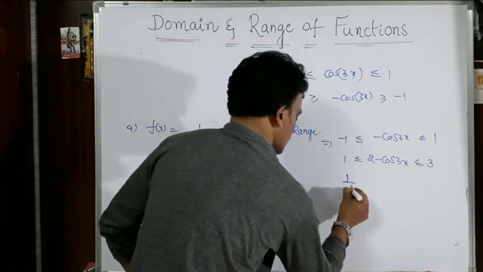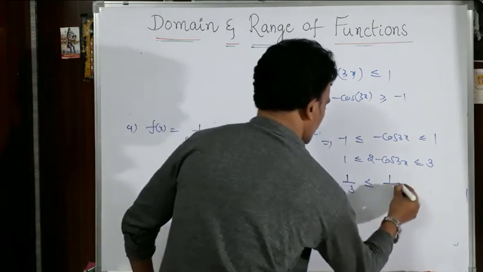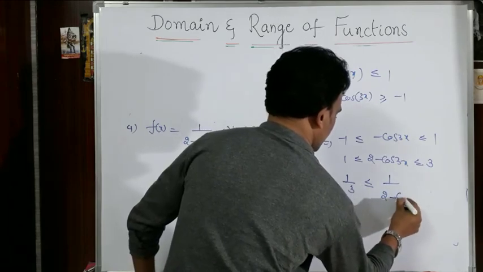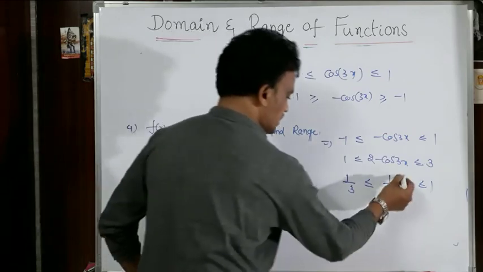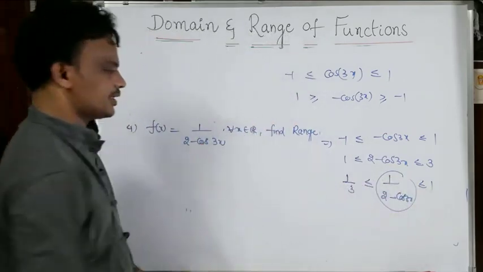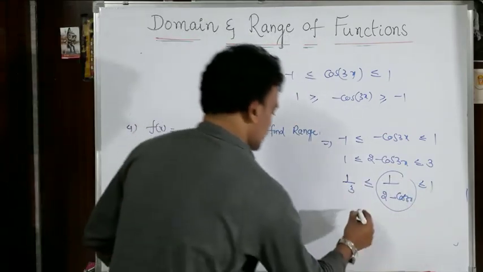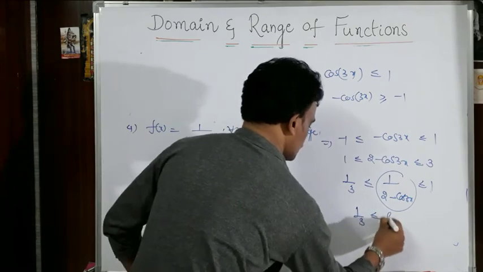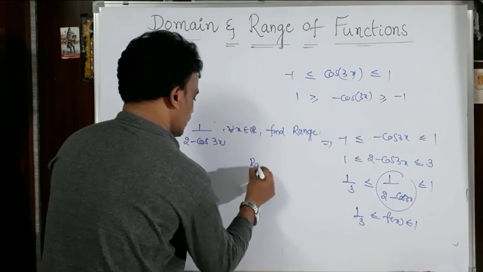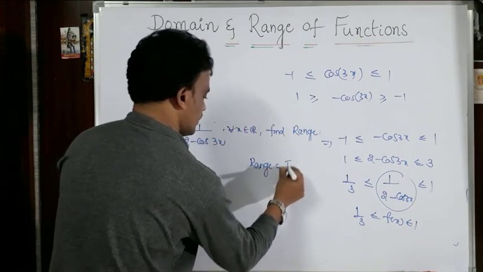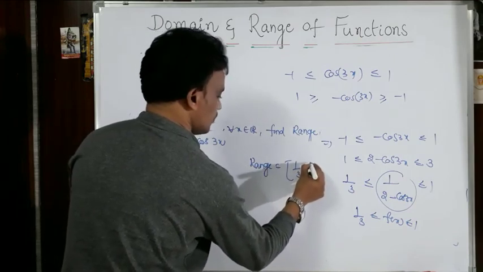So I can write like this: 1/3 ≤ 1/(2 − cos 3x) ≤ 1, which is your function f(x). So this value lies between 1/3 and 1. So the range of the function is [1/3, 1].